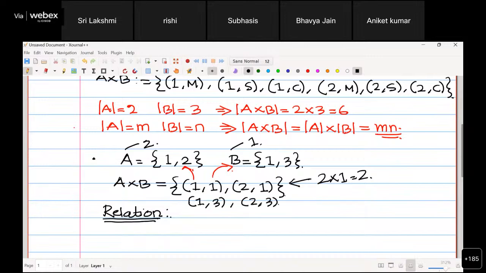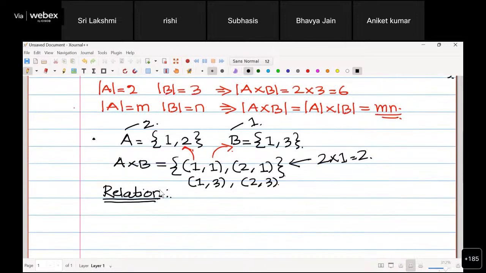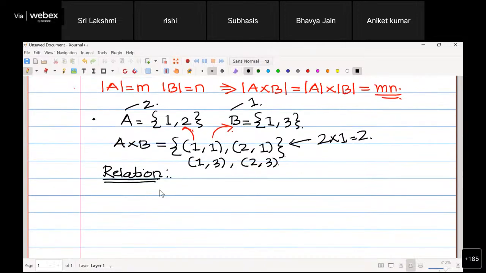So in this case, the cardinality will be 4. You need to consider all the possible products. Okay, so the next thing is relation.